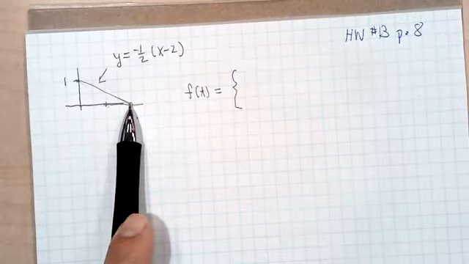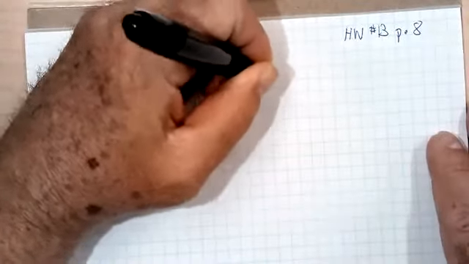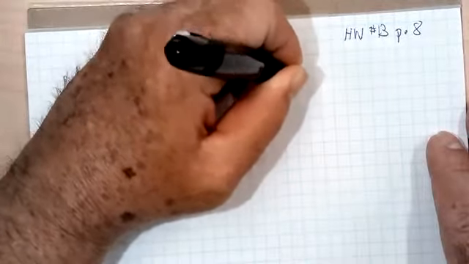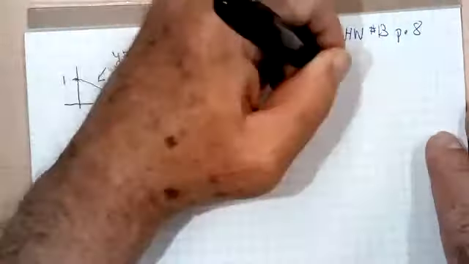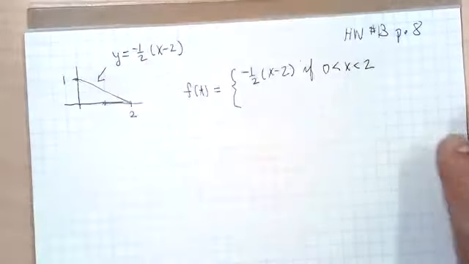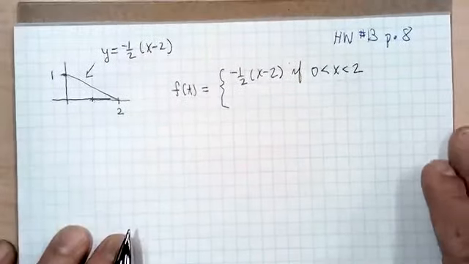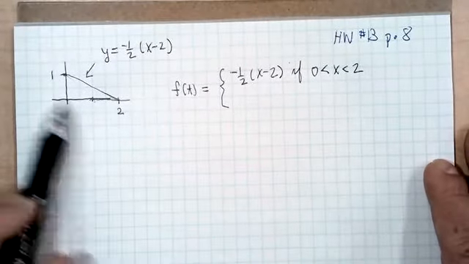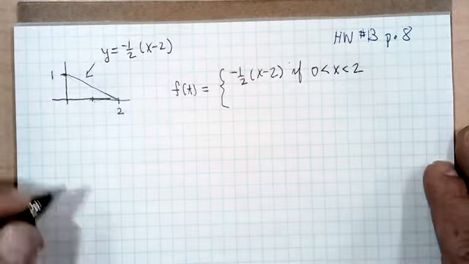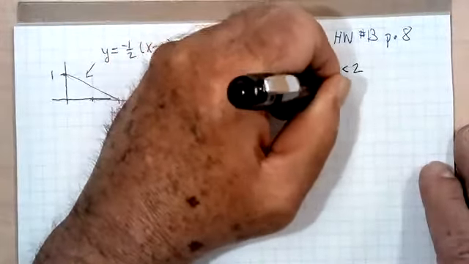So I get 0. And that seems to be working. So I've got minus a half times (x minus 2), if 0 is less than x is less than 2. It doesn't matter if you put equality on here or not. It's not important for computing transforms. And then after that, it's 0 if x is more than 2.